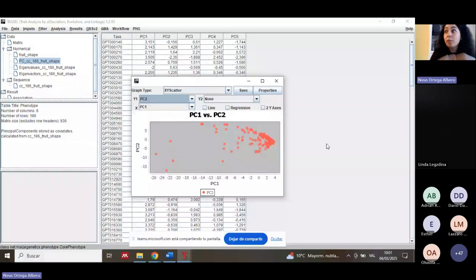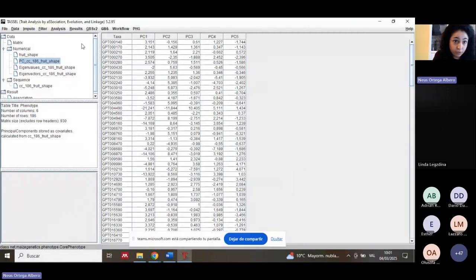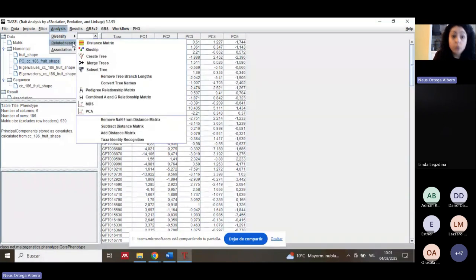So to avoid the program telling us fake associations, what we do is tell it, okay, calculate which are the actual relationships between individuals. So for doing this, we do analysis, relatedness, and we tell the program, okay, calculate which is the actual genetic distance of these individuals.